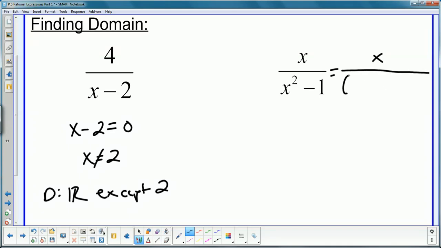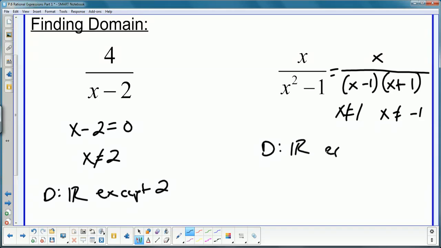Okay, for this second one, we need to be careful because we actually need to factor our denominator first. This is a difference of squares that we did last chapter, and it would factor like that. So here it would tell us that x cannot be 1, and x can also not be negative 1. So our domain, we would say, is all reals except 1 and negative 1. That would be our domain for this one.